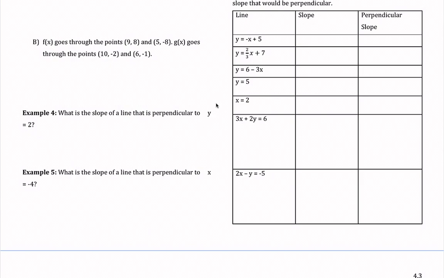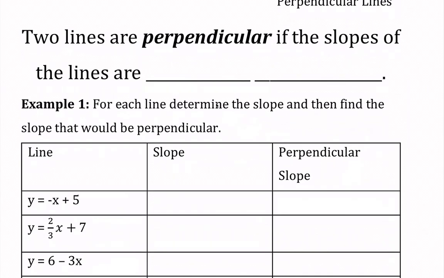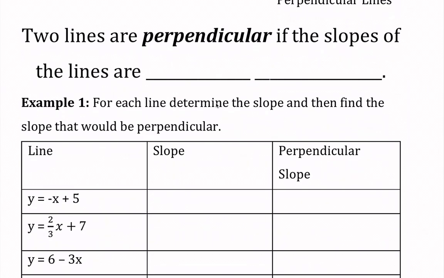Okay, guys, so today we're going to be talking about perpendicular lines, all right? Perpendicular lines are two lines that cross at a perfect intersection at 90-degree angles. So I'm going to draw real quick a picture of what perpendicular looks like.